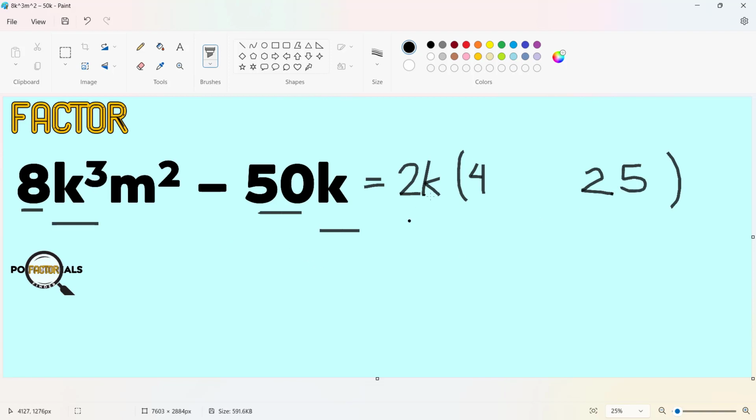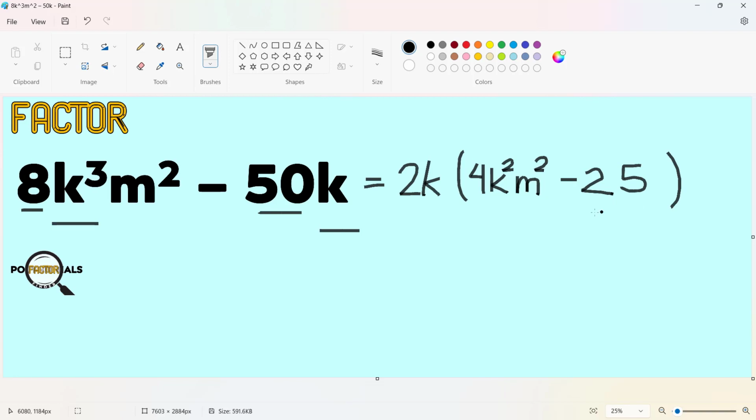For the literal part, we remove k here, so we are still left with k squared, and since we did not factor out m, it's still m squared. That's for the first term. The operation is the subtraction, we'll do it like that. But for the second term, after dividing 50 by 2 to get 25, the singular k was already taken out as the common factor, so it stays as 25.